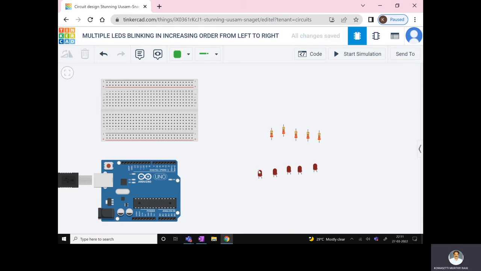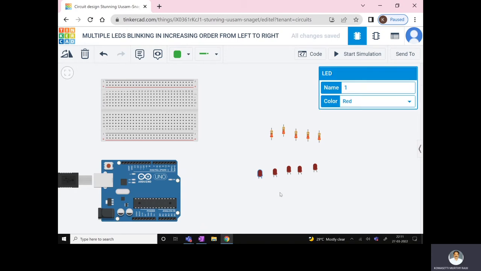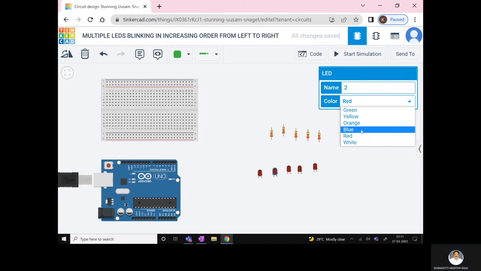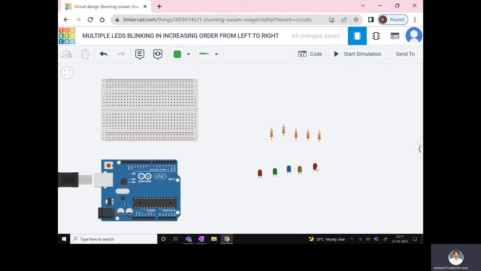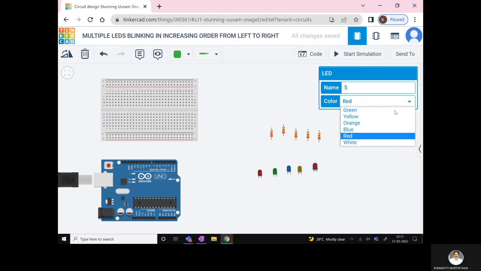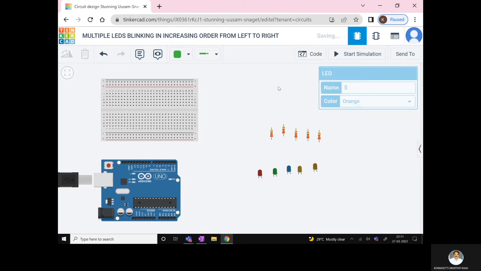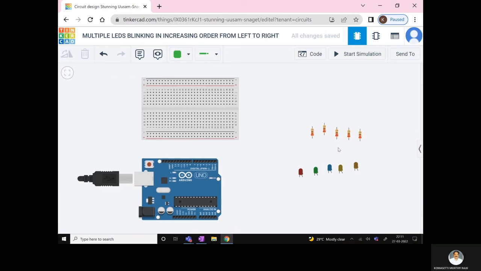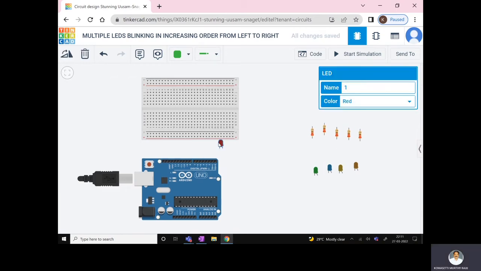These are the 5 LEDs. First one is a red color. Second one is green. Third one is blue. Fourth one is yellow. Fifth one is orange. Here, these 5 LEDs are placed.